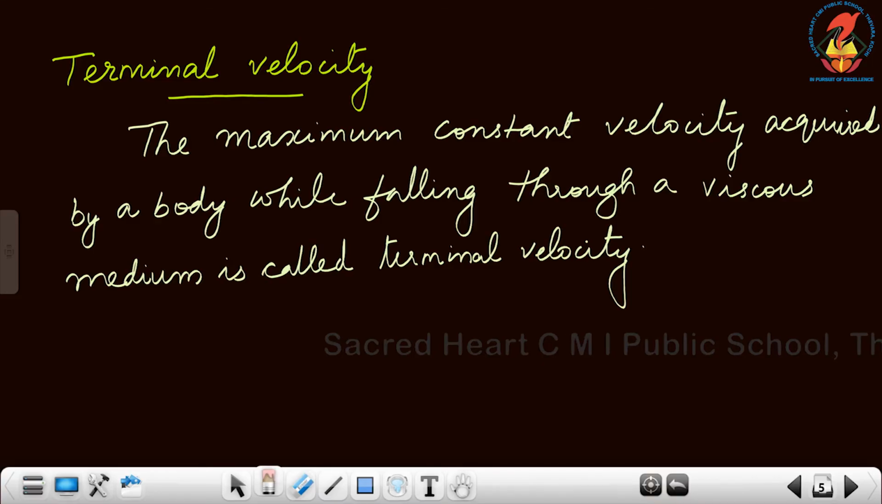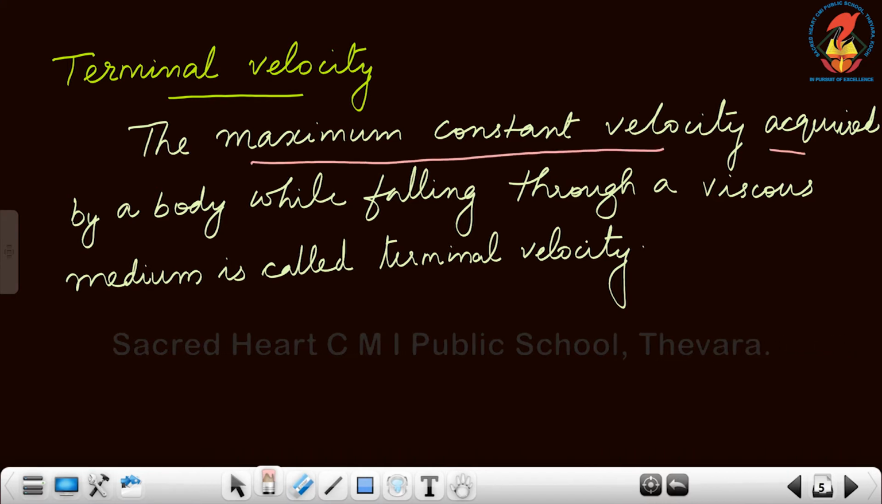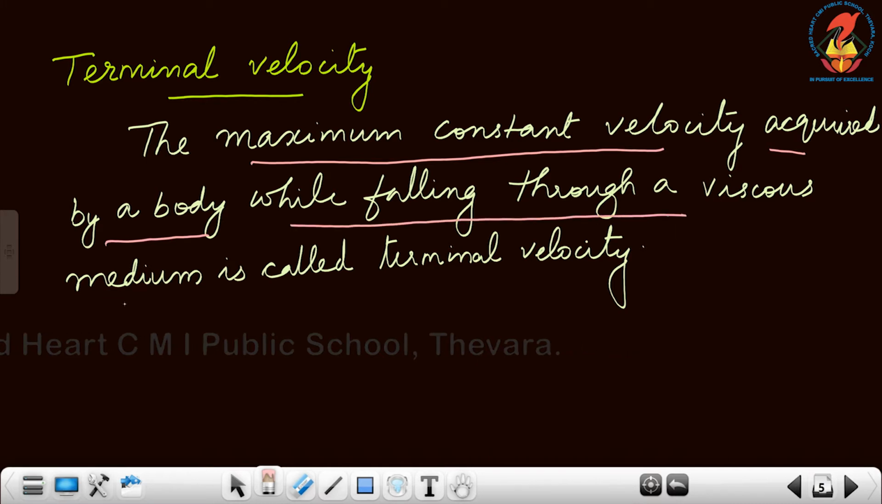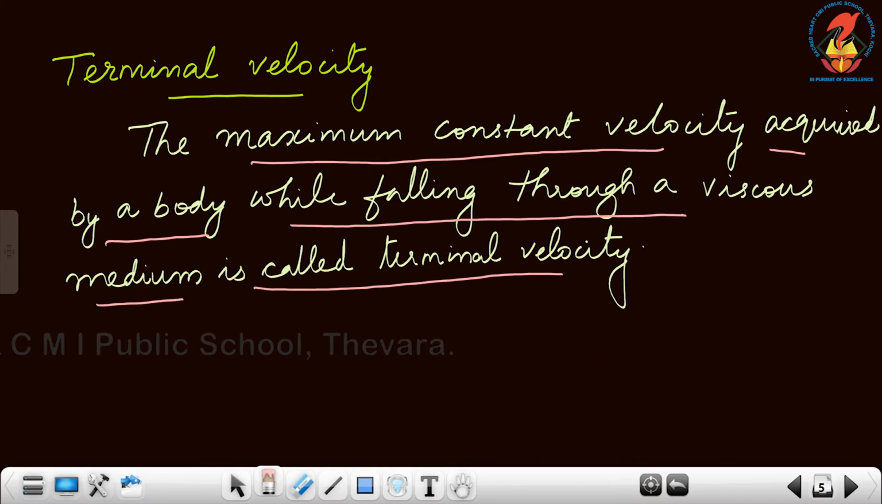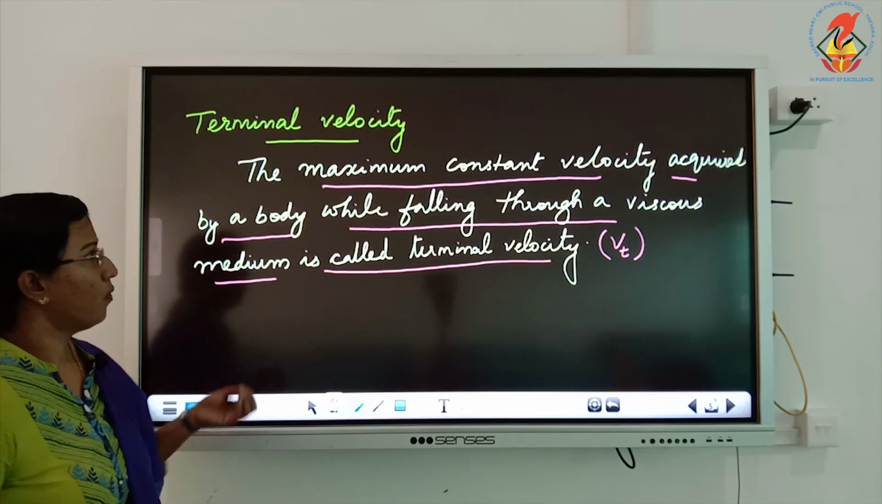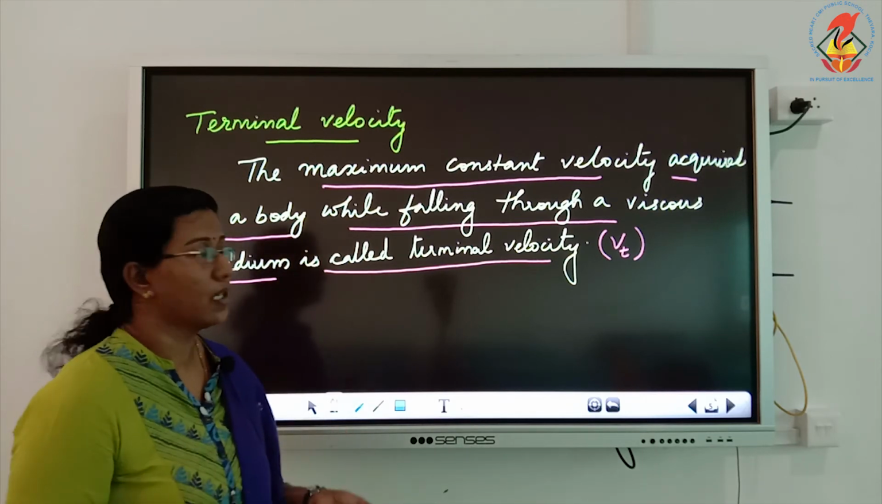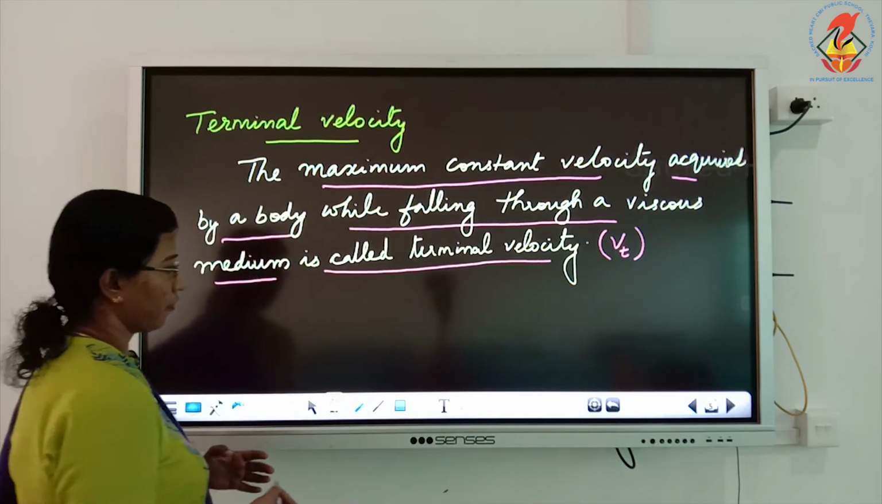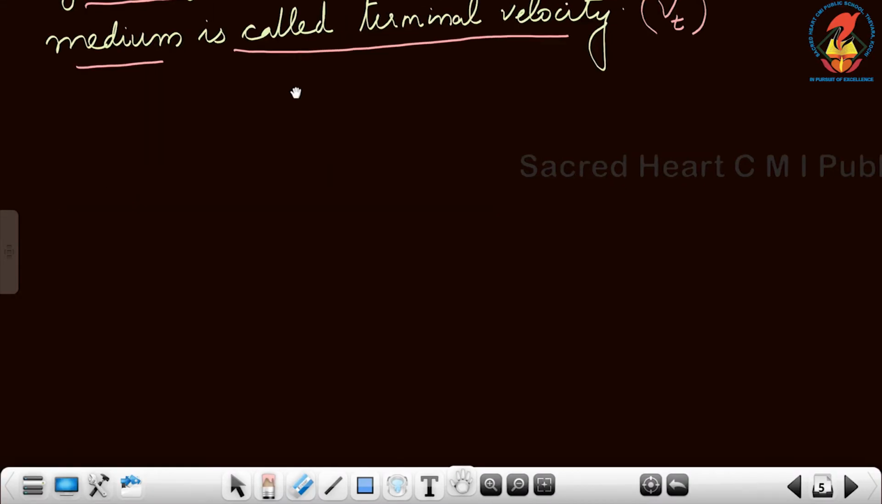So, terminal velocity: the maximum constant velocity acquired by a body while falling through a viscous medium is called terminal velocity, and we denote it by the letter V suffix T, Vt. So the maximum constant velocity acquired by a body while falling through a viscous fluid is what we call terminal velocity. So now let us derive the expression for terminal velocity.